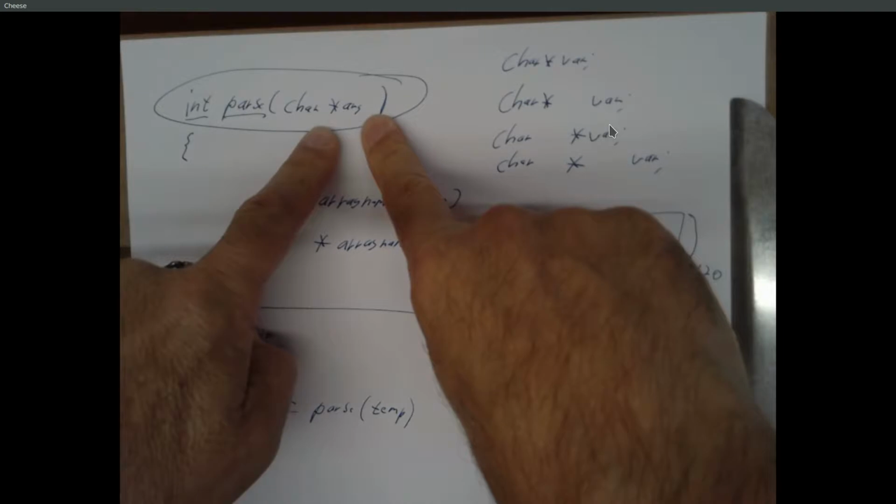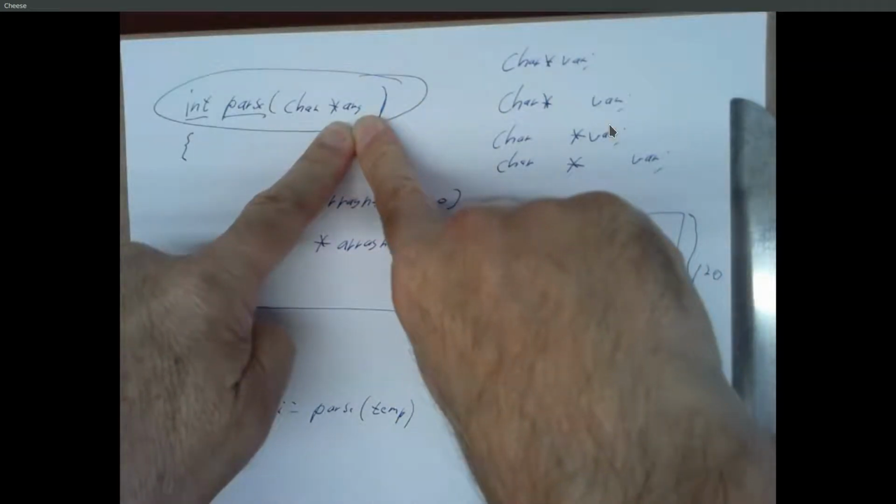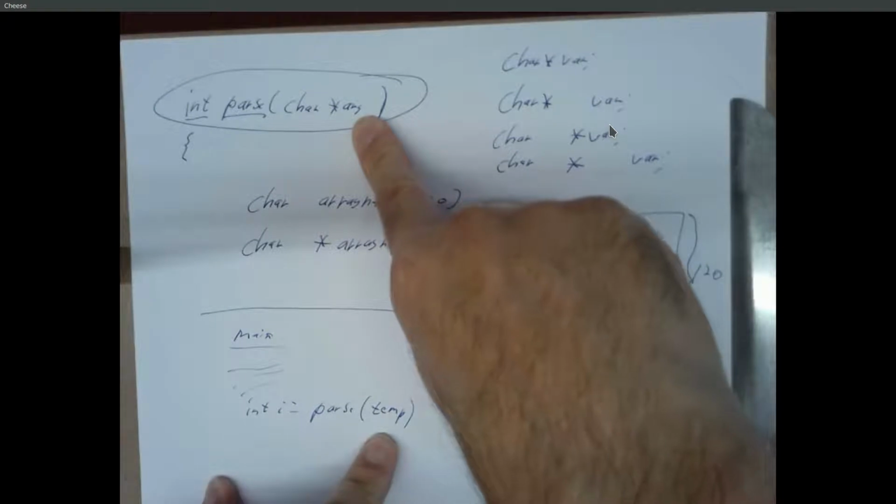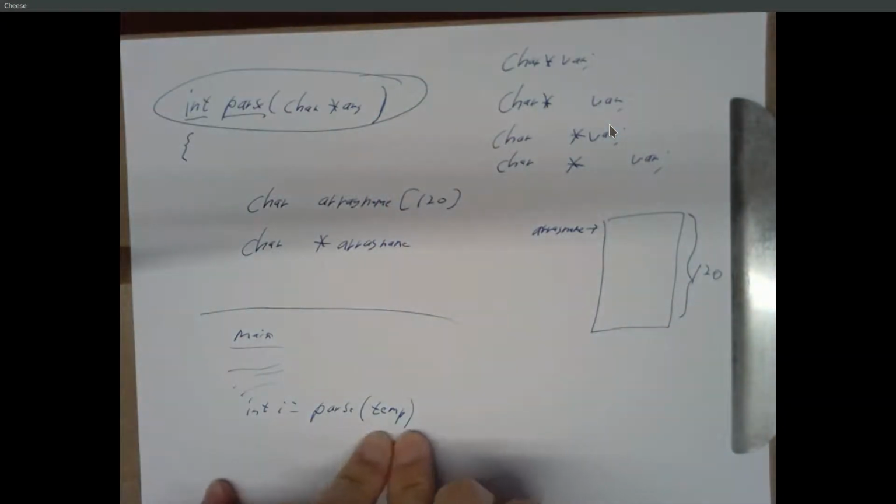The parse function has no idea where this argument came from. It's just being given this argument from whoever's calling it. And so our main program says parse temp. Maybe temp is argv bracket 1, or maybe it came from fgets.